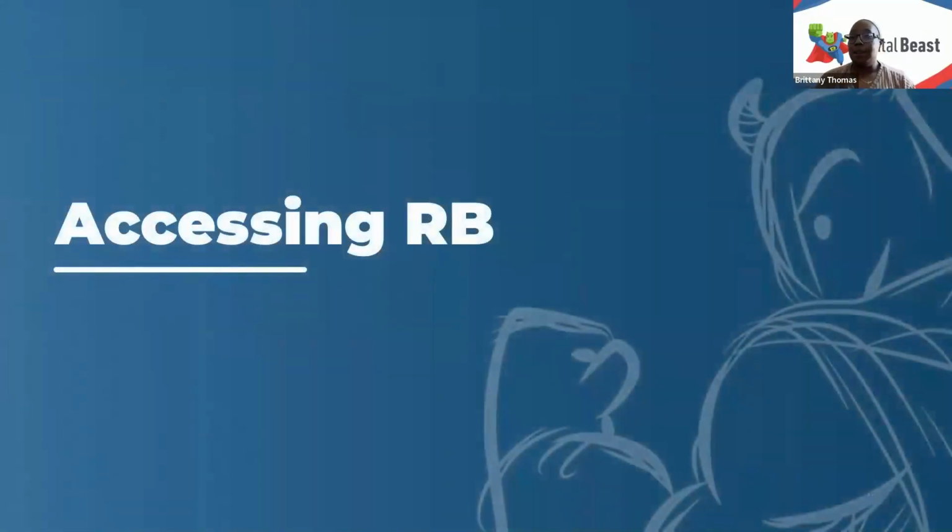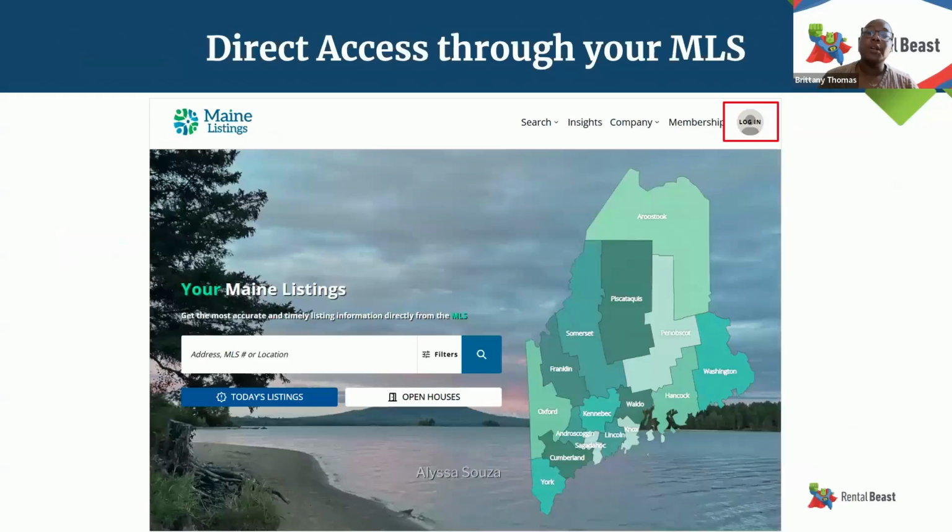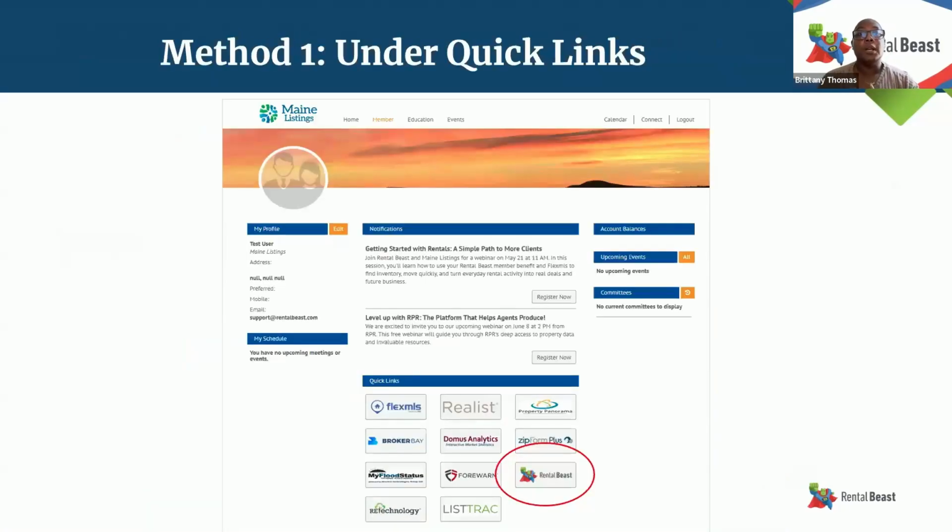How do you access all of these benefits that you've had access to, but you might be new to at the moment? You're going to always log in through main MLS. So you're going to click in your login, you're going to come into your MLS platform, and then there's going to be two ways that you can access RentalBeast. You always want to go through your MLS. You never want to go to rentalbeast.com and then try and type in your MLS credentials. They're not going to work. The best experience that you're going to have is always going through main MLS.